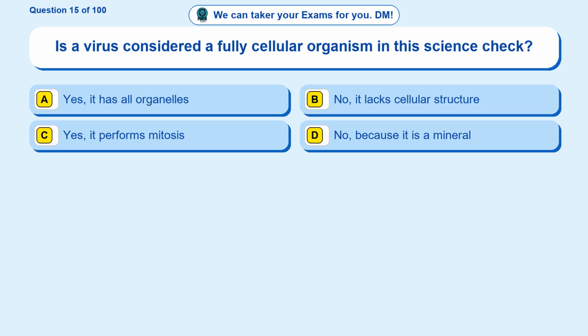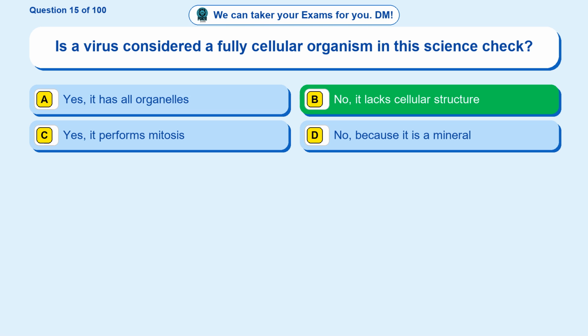Question 15. Is a virus considered a fully cellular organism in this science check? Option A. Yes, it has all organelles. Option B. No, it lacks cellular structure. Option C. Yes, it performs mitosis. Option D. No, because it is a mineral.